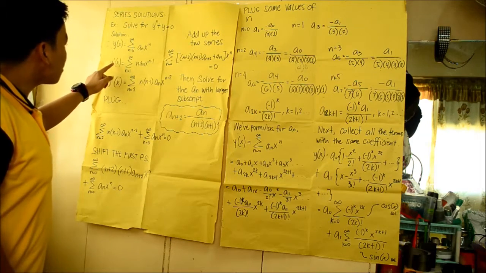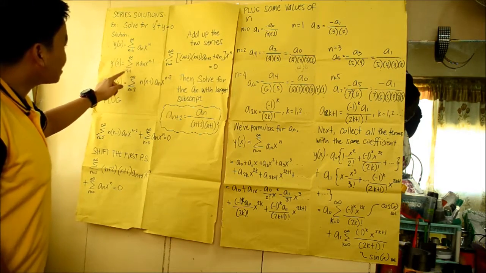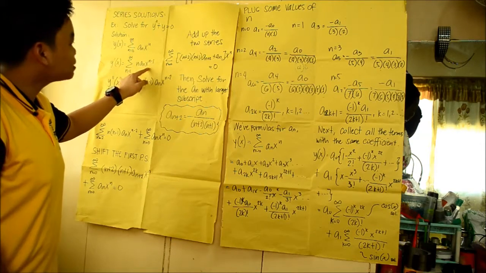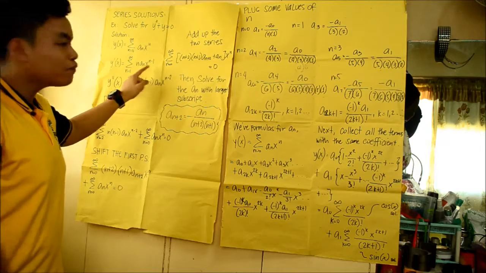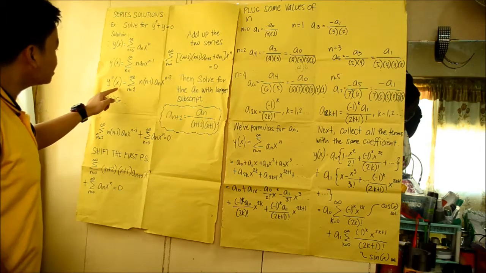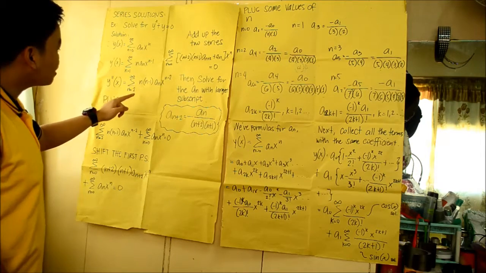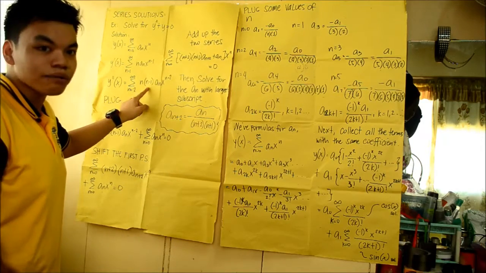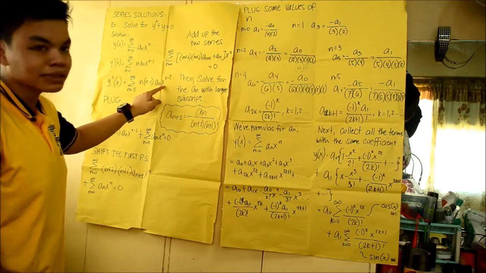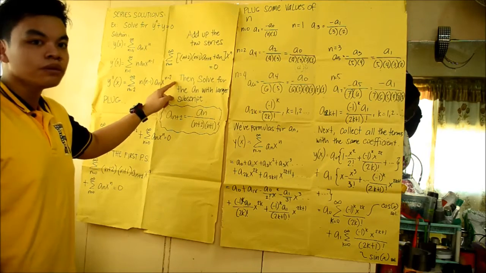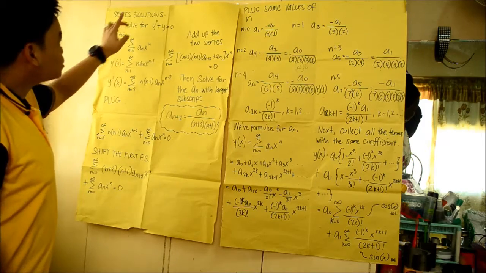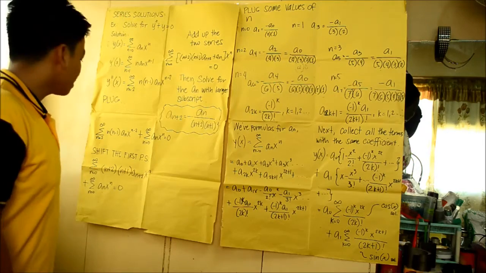Then y prime of x is equal to the summation, n equals 1, n times a sub n times x raised to n minus 1. And for y double prime of x, which is equal to the summation, n equals 2, n times n minus 1 times a sub n times x raised to n minus 2. Then after that, we will plug those values into the given equation.